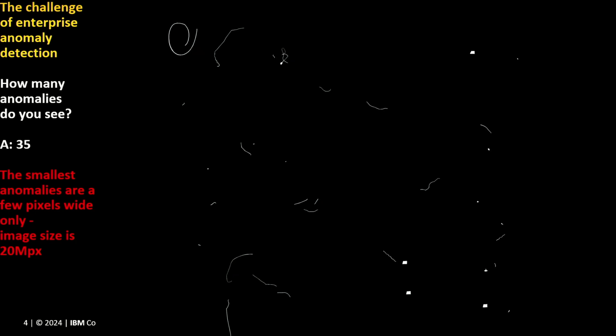And they are still considered to be defects, and we want to be able to identify them and localize them properly. Some of these anomalies are only a few pixels wide, 1, 2, 3 pixels, in an image that goes over 20 megapixels. So we're really talking about high-resolution images that we have to deal with.